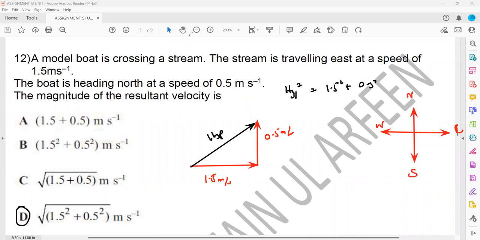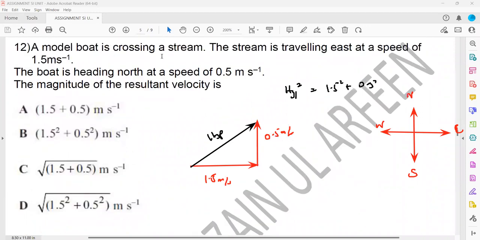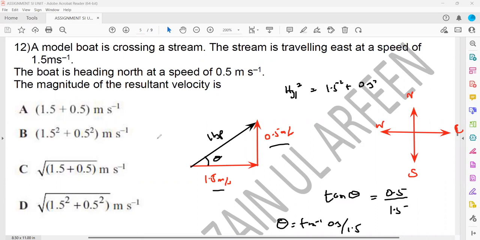And the next part, we normally need the angle. So if they ask for angle with a horizontal, what you will do, if you need this angle, angle with a horizontal. So how to work out the angle? We have the perpendicular and we have the base. So we'll use the trigonometric ratio that tangent theta is equal to perpendicular divided by base. So if we need the angle theta, that will be tan inverse of 0.5 divided by 1.5. This will give us the angle.